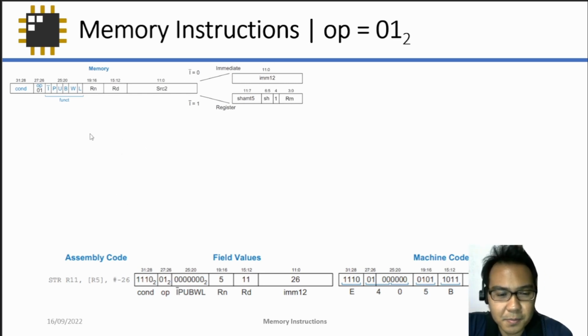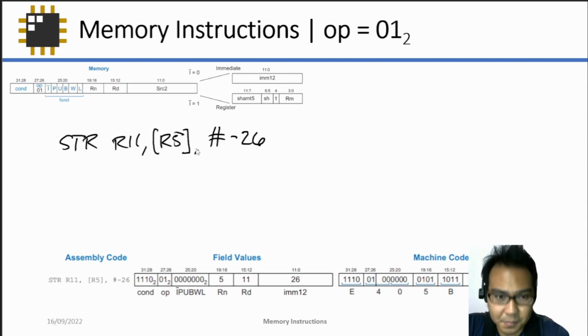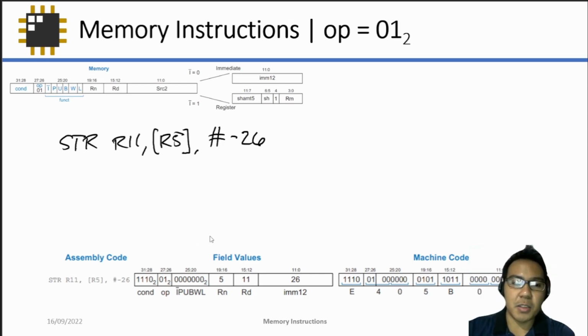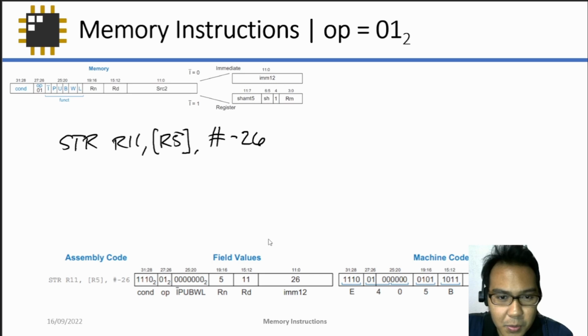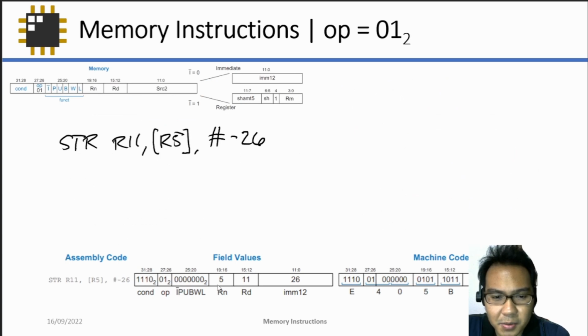Memory instructions. Okay. We already have an example of post addressing. It's 26. Okay. See here. Store. Okay. We don't have a condition, so condition is always. Opcode is memory. Okay. IPUBWL. So let's cheat and look at the cheat sheet. So if I and U are 0, I means immediate offset, U means subtract offset from base. So here.